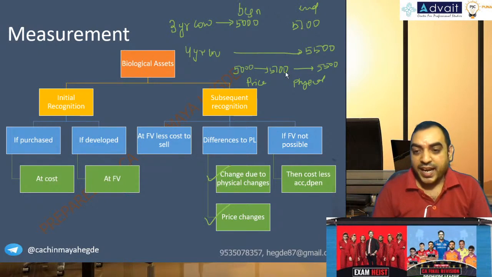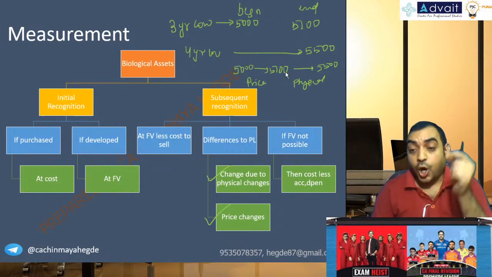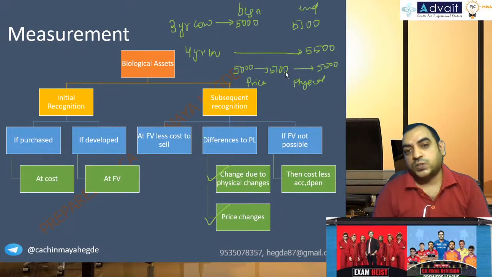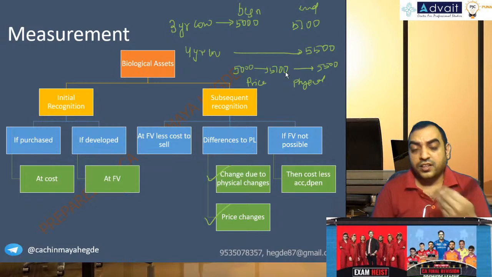Basically, biological assets and produce are at fair value less cost to sell. Yes, biological assets are recognized on fair value less cost to sell basis, because cost is not reliably measurable. Therefore, we don't go for cost, we go for fair value. That is why this standard was introduced, to bring in the effect of fair value.